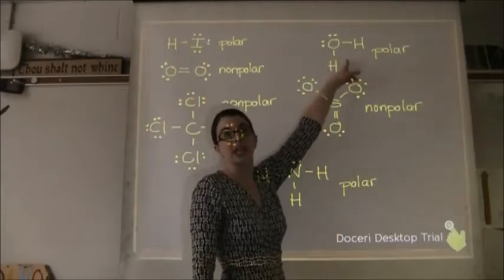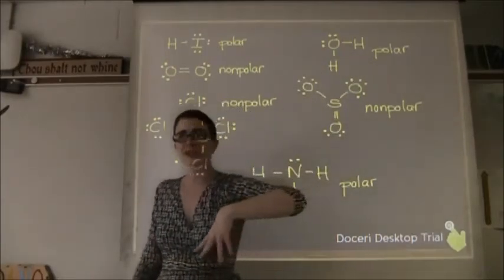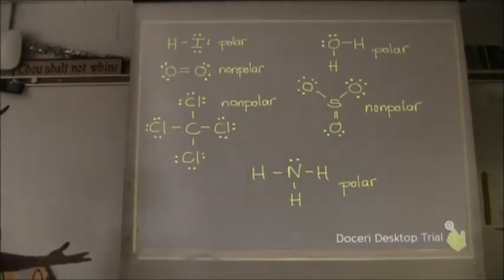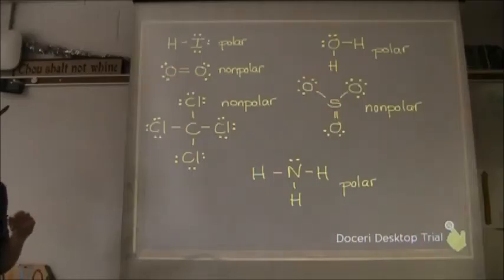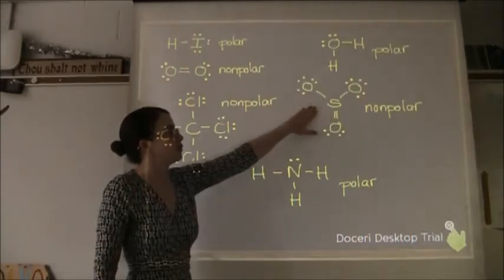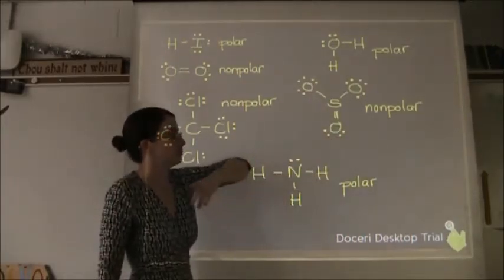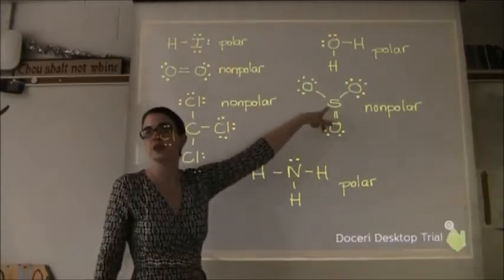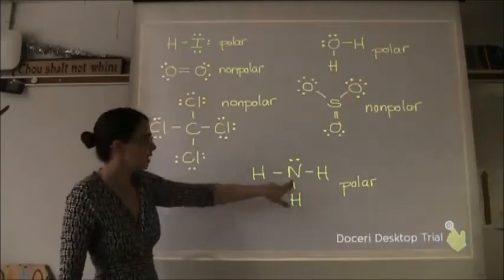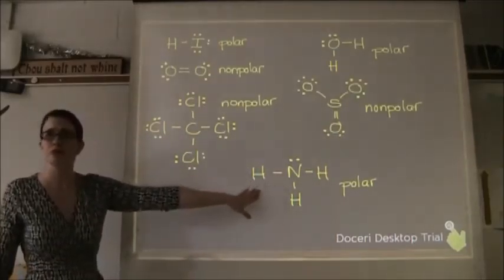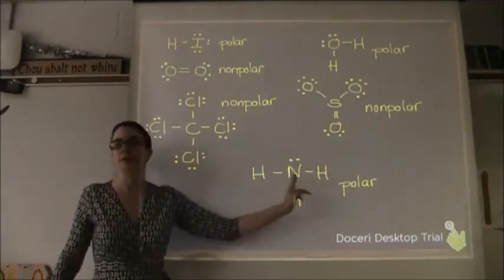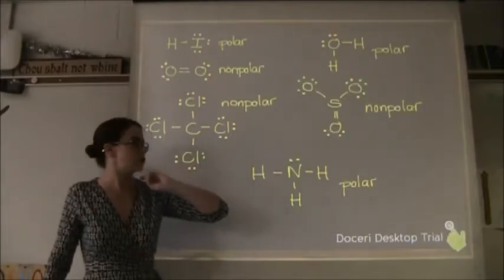Here's water, which I gave you the shape. Bent, a shape that does not cancel the polarity of its bonds. Which is the more electronegative element, oxygen or hydrogen? Oxygen, okay. I gave you the shape of this one. It's nonpolar, okay. Sulfur, oxygen, which one is more electronegative? Oxygen, okay. Last one, ammonia, polar. Trigonal pyramidal does not cancel out the polarity. Which element is the more electronegative element? Nitrogen, okay?